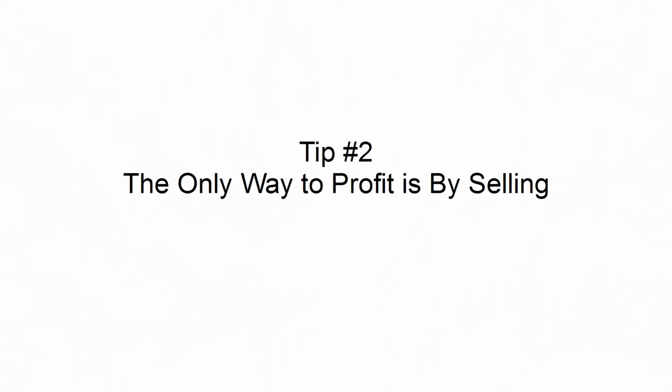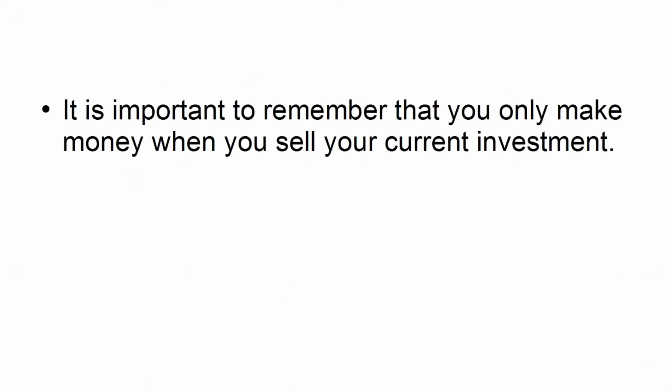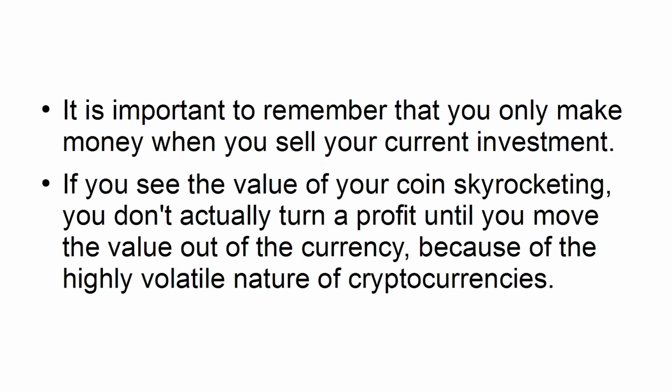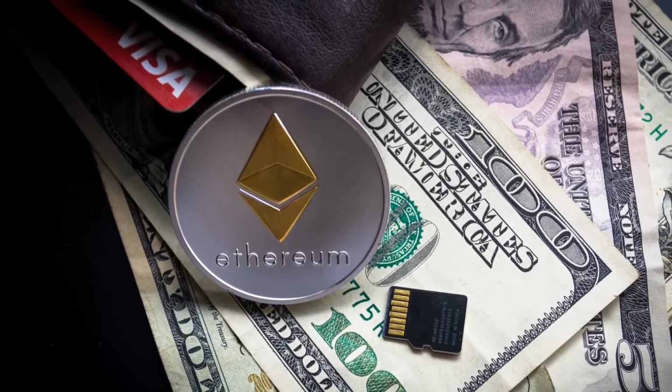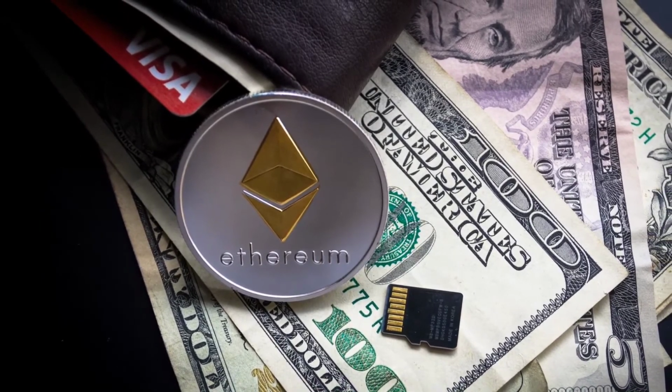Tip number 2. The only way to profit is by selling. It is important to remember that you only make money when you sell your current investment. If you see the value of your coin skyrocketing, you don't actually turn a profit until you move the value out of the currency. Because of the highly volatile nature of cryptocurrencies, until you transform the value into a more stable form, you haven't made a profit.